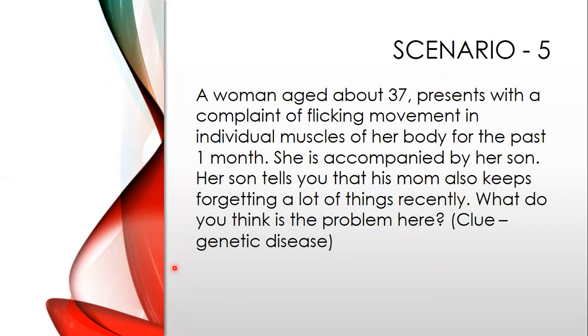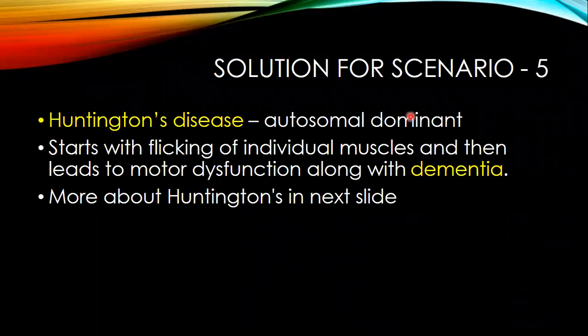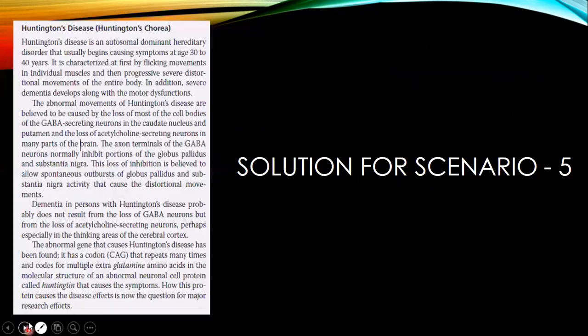So the clue here, it is a genetic disease. And the keywords are flicking movements and then dementia because the mom forgets things, no? So if you would have gone through some genetic part, this disease is nothing but Huntington's disease. It is autosomal dominant. It starts with flicking of individual muscles and then leads to motor dysfunction along with dementia. Now here's a list of facts about Huntington's disease that I've put for your reference. You can pause this video and take a look at it.